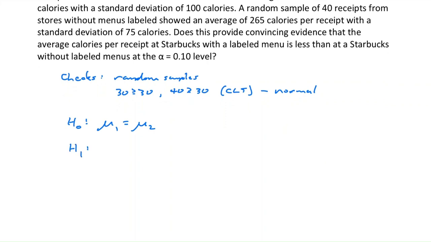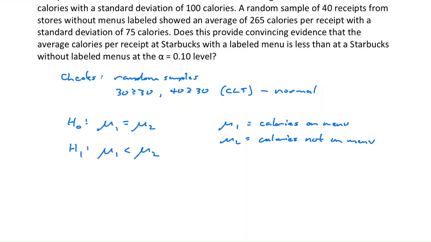Our alternative is that there is a difference, and specifically here, if I define mu1 to be that the calories are labeled on the menu, so the calories are on the menu, and mu2 to be that the calories are not on the menu, so calories not on menu, then in this case, very specifically, we have this belief or this assumption that mu1 would be less than mu2. That's what we're really testing for. Will we find fewer calories per receipt for restaurants that label their menus versus those that don't?